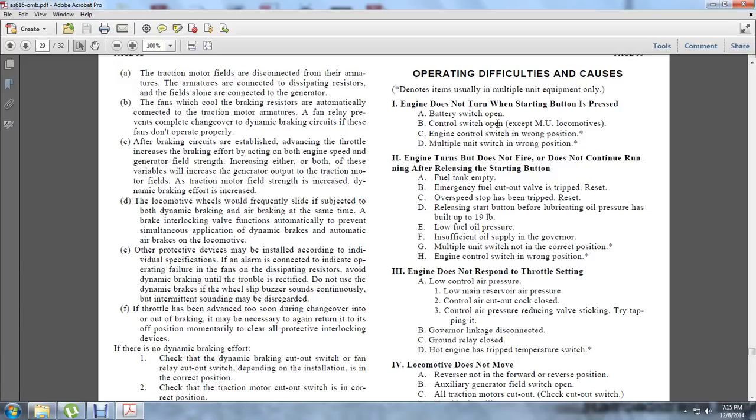The stop has tripped; reset. Restart the button before lubricating oil pressure has built up to 19 pounds. Low fuel oil pressure, insufficient oil supply, and the multiple unit switch is not in the correct position. Engine control switch is in the wrong position.